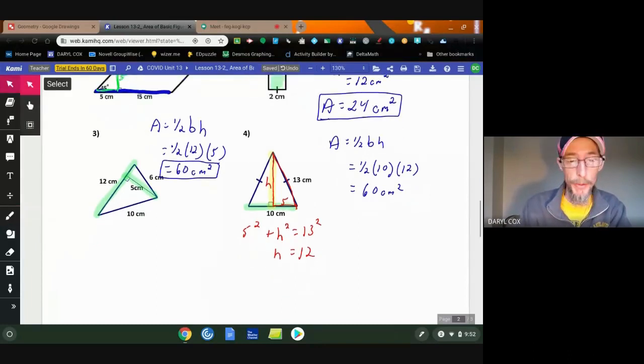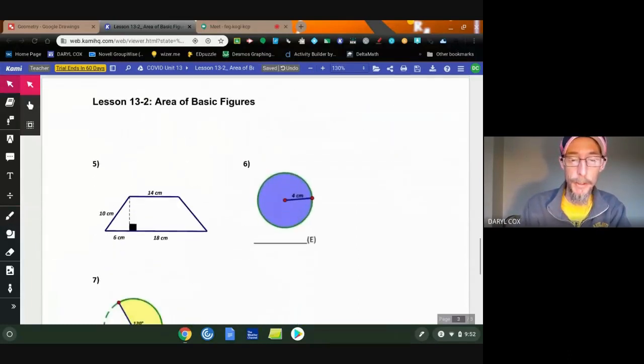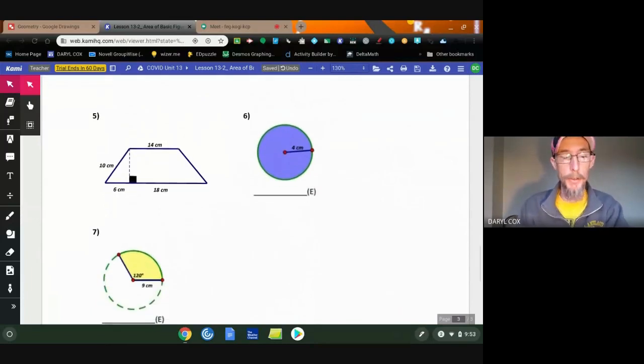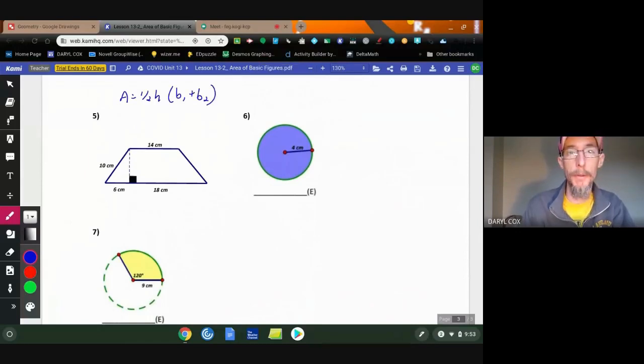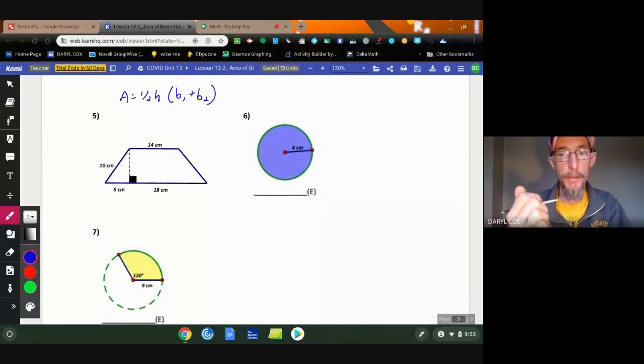So we've seen some different things here. Let's take a look at the trapezoid because we haven't looked at one of those yet. So here we go again. Trapezoid. First of all, which formula is the formula for area of a trapezoid? So my area of a trapezoid formula is area equals 1/2 the height, base 1 plus base 2. Okay. So height. What are the bases?